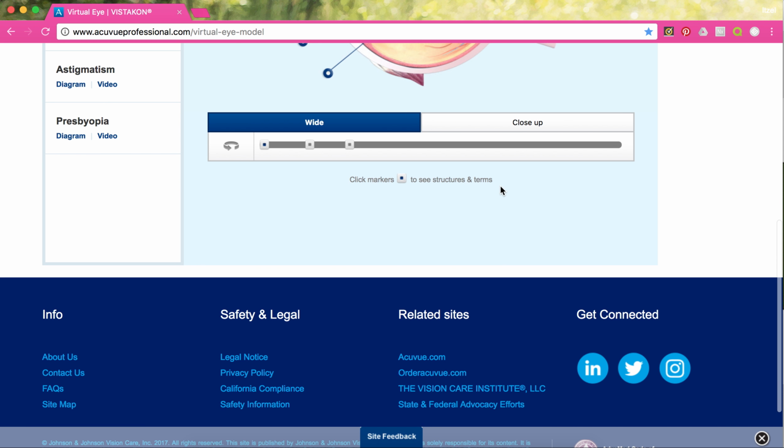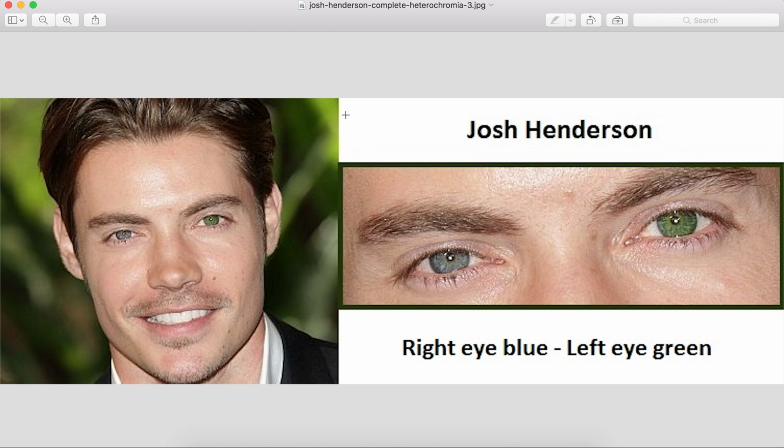I'd like to take this moment to also talk about heterochromia. Heterochromia is when a person's irises are two different colors. There are two ways that this can be either genetic or it can also be acquired. Acquired usually happens through eye injuries, glaucoma, bleeding in the eye. This is when it can change colors.